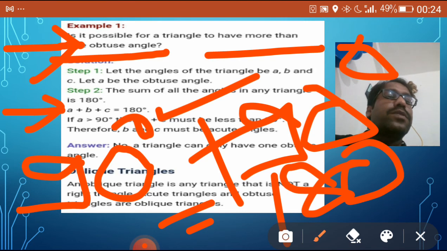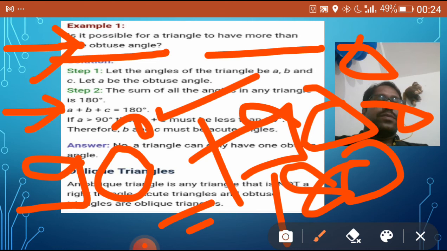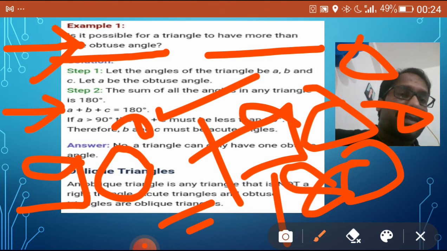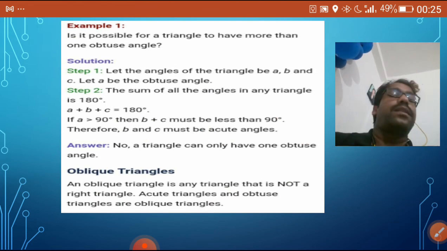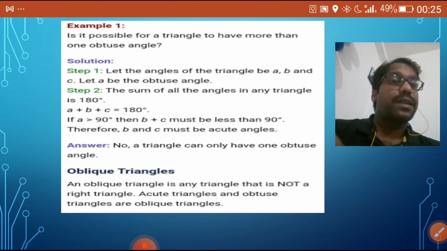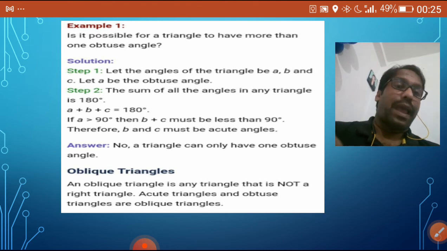So this is not possible, that the sum of two angles will be 180 degrees and the third angle is 0. So that triangle cannot exist. So it is right to say that a triangle cannot have more than one obtuse angle. That is, one angle can be more than 90 degrees, but the rest two will have to be acute.